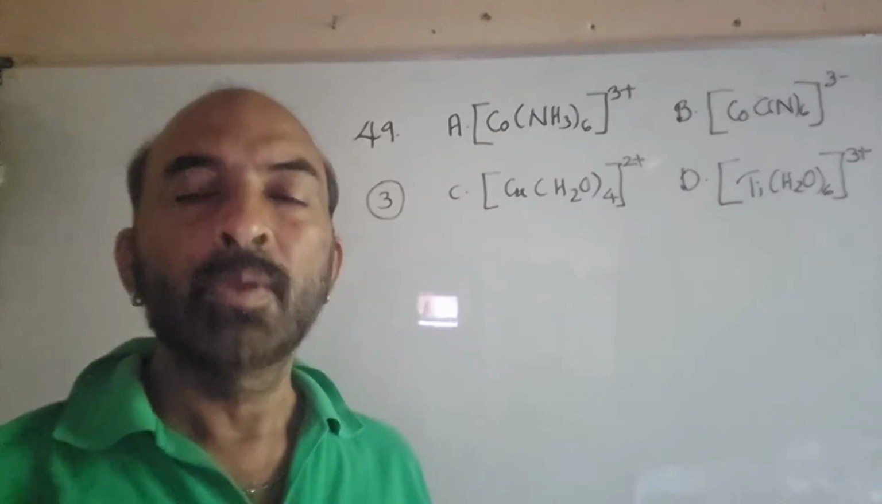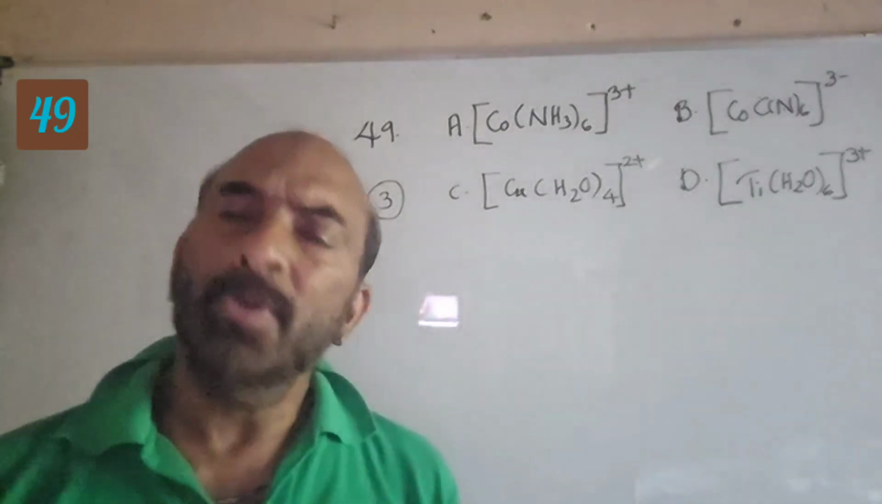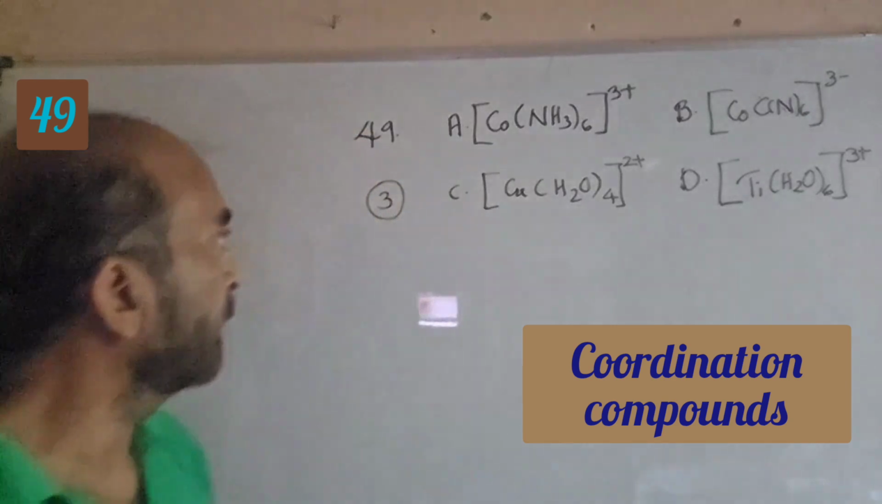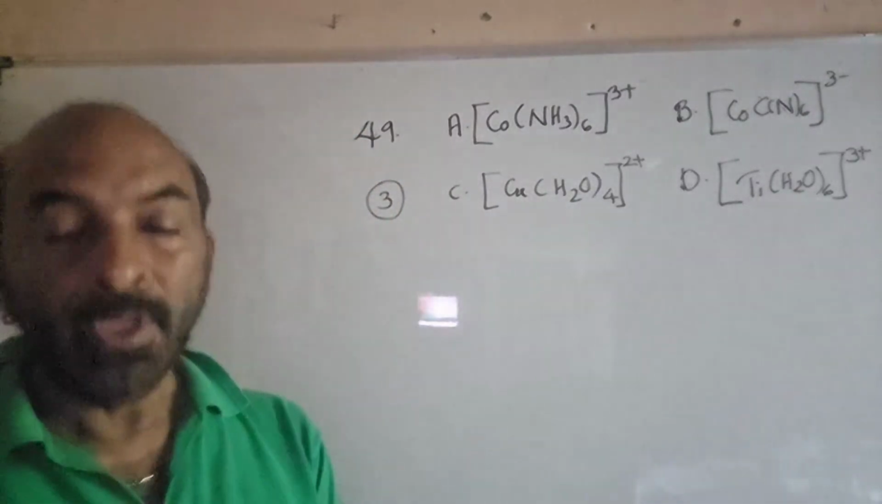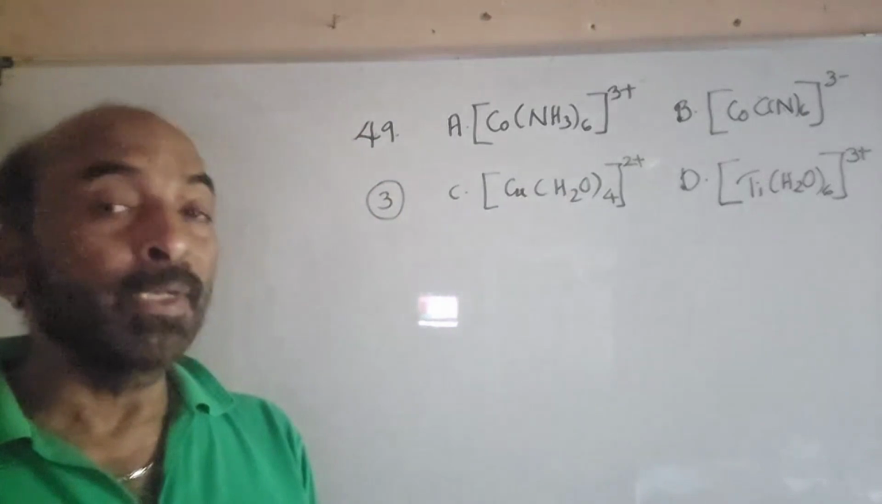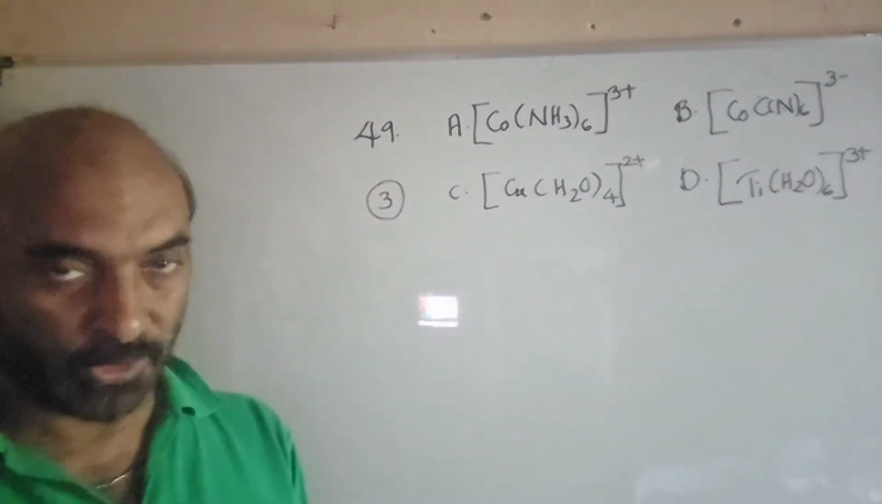Okay. So next question, number 49. It is from coordination chemistry, and see here they have given 4 different complex ions, and you have to arrange them in the increasing order of the wavelengths that they would absorb.